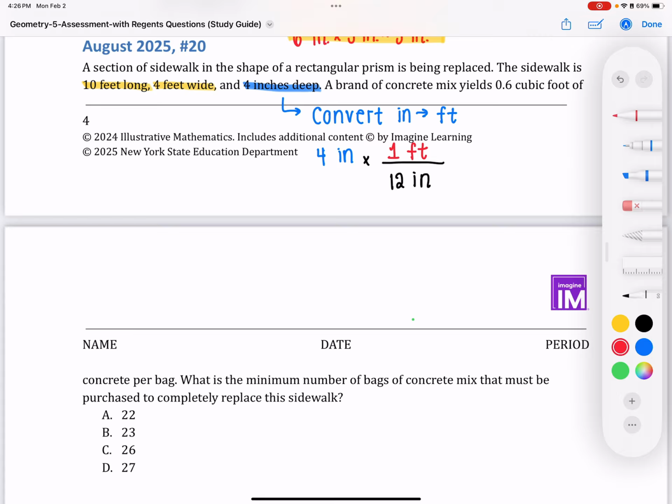So we're going to multiply the 4 inches by 1 over 12. I know that there's an invisible 1 underneath that 4, and inches cross out. We're going to be left with 4 over 12 of a foot, which is equal to, if I simplify this fraction, I can divide by the greatest common factor of 4. I end up getting 1/3 of a foot. So 4 inches is about 1/3 of a foot.